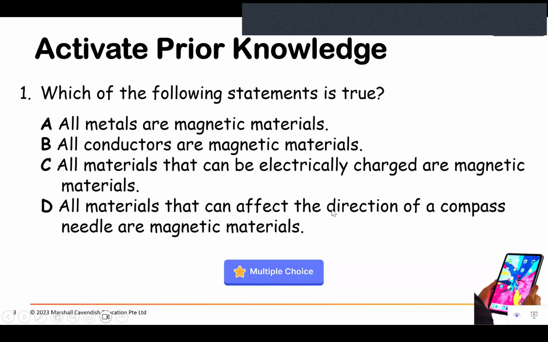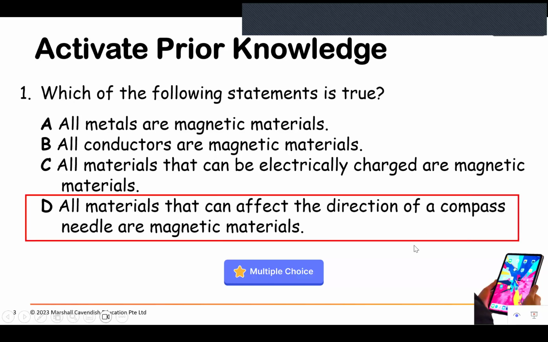Any material that can affect the direction of a compass needle is a magnetic material, because a compass needle is actually a magnet. So a magnet will be affected by any magnetic materials nearby. It can be a magnet or magnetic material. It will cause attraction and repulsion. Okay, so the answer is D.